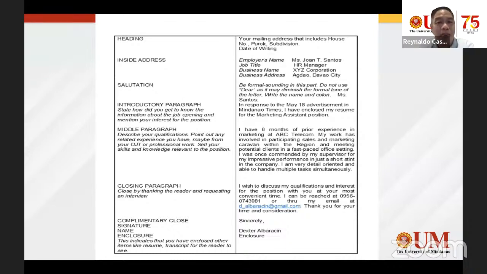So, you have to be formal again in your complimentary close. So, you can like say, sincerely or respectfully yours, no? Your name and then your signature. Do not forget your name and then your signature. Do not submit a letter without your signature. Okay? I hope you follow. I hope that is clear. So, that's your application letter.